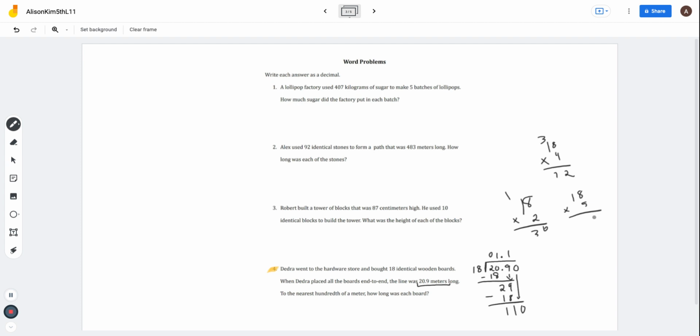8 times 5 is 40. Bring down the 0. Bring up the 4. 5 times 1 is 5. 5 plus 4 is 9. We get 90. I think we could go a little bit higher.